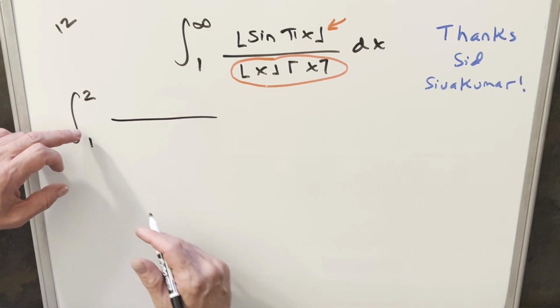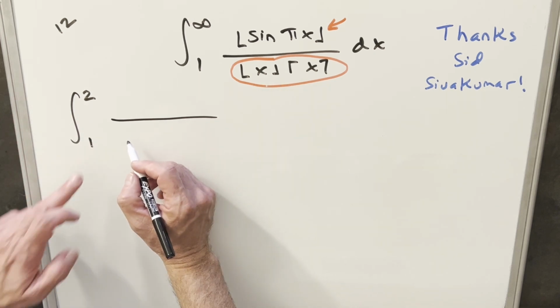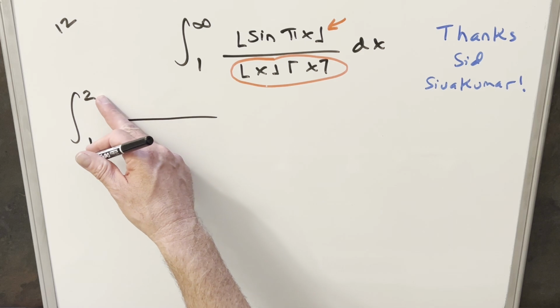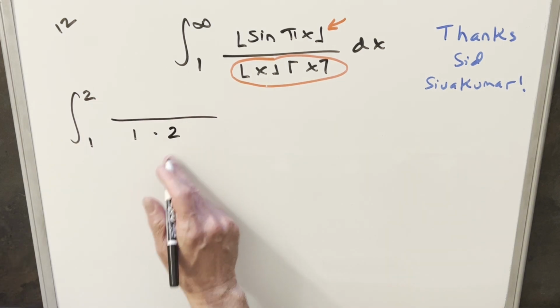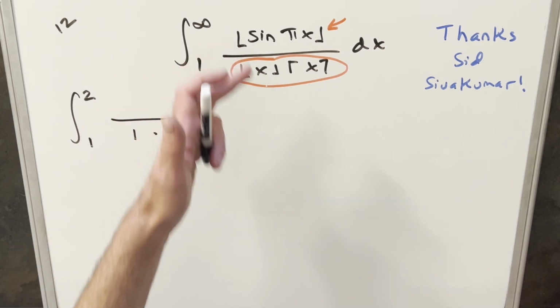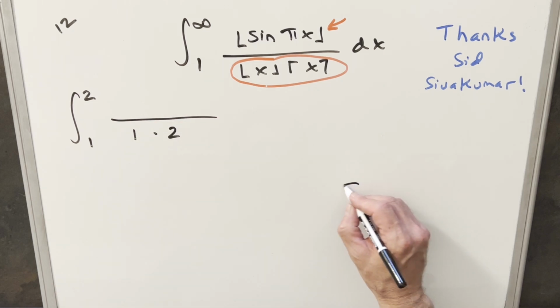What's going to happen is with all of our x values between 1 and 2, the floor is going to round us down to the lower bound of 1. And then the ceiling is going to round us up to the upper bound, which is just 2. So for our denominator, we just have 1 times 2. Now what we have in the numerator is a little more complicated, but the pi is going to help us simplify it. So let's look at a rough unit circle to see what's happening.